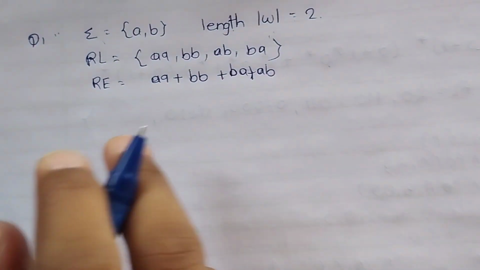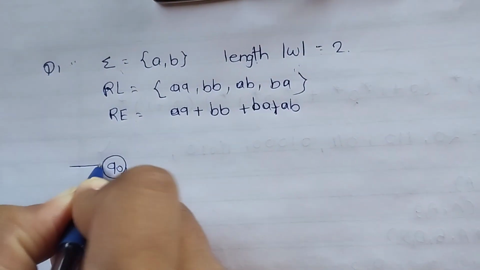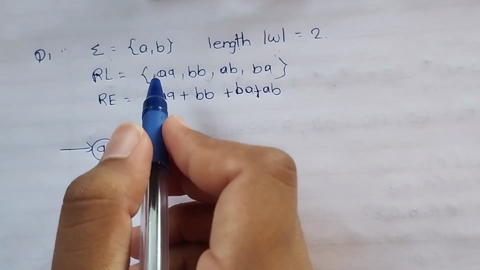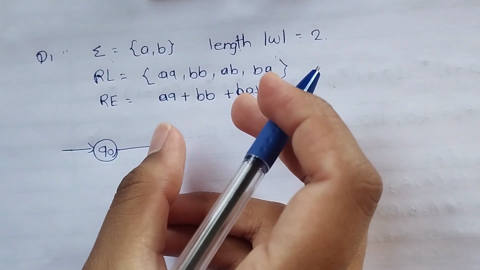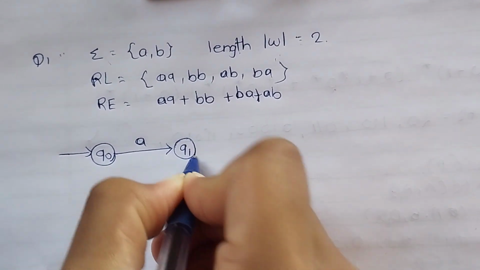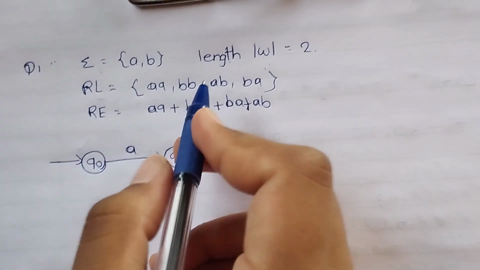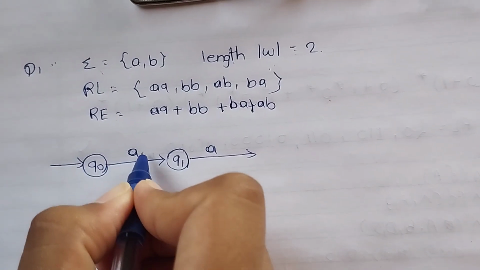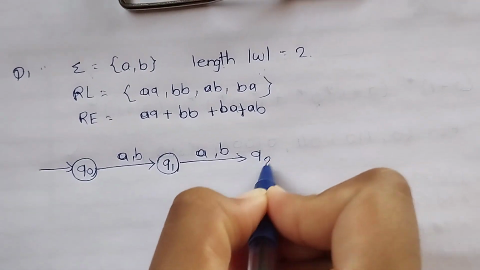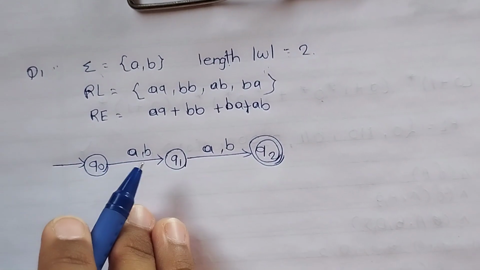Now we draw the DFA. So q0 is the initial state. As I said, we write the compulsory strings. Let's suppose for the first string I write AA through q1. Then for BB, starting from q0, B can come and go to the same q2, and this is the accepted state. So this is the final DFA.